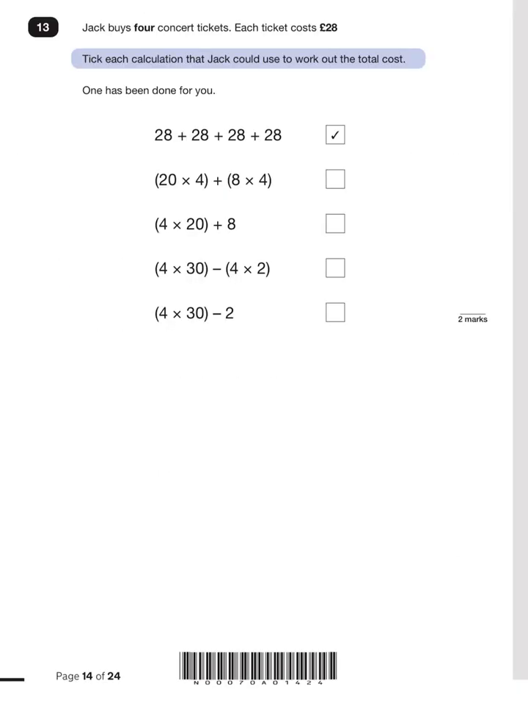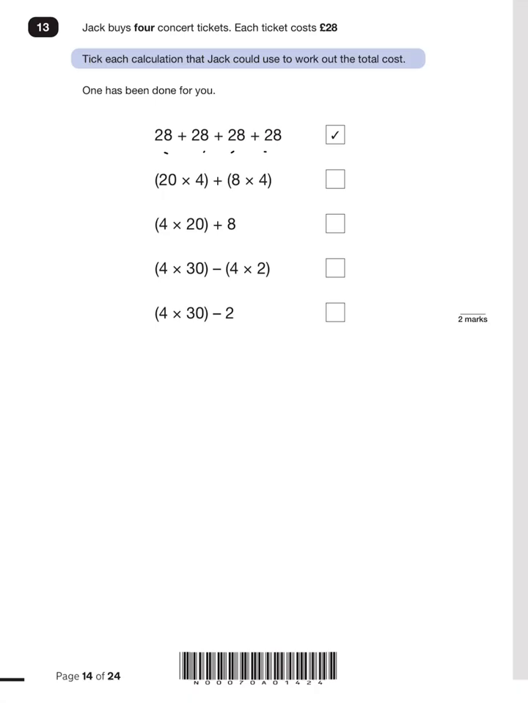Number 13. Jack buys 4 concert tickets. Each ticket costs £28. Tick each calculation that Jack could use to work out the total cost. One has been done for you. So 28, adding it 4 times, is one calculation to work out the total. And we need to tick the other ones.